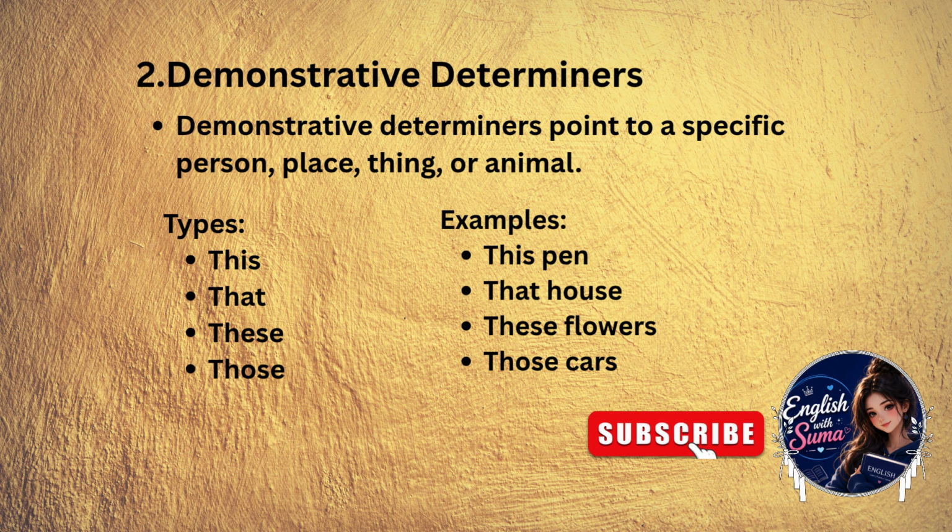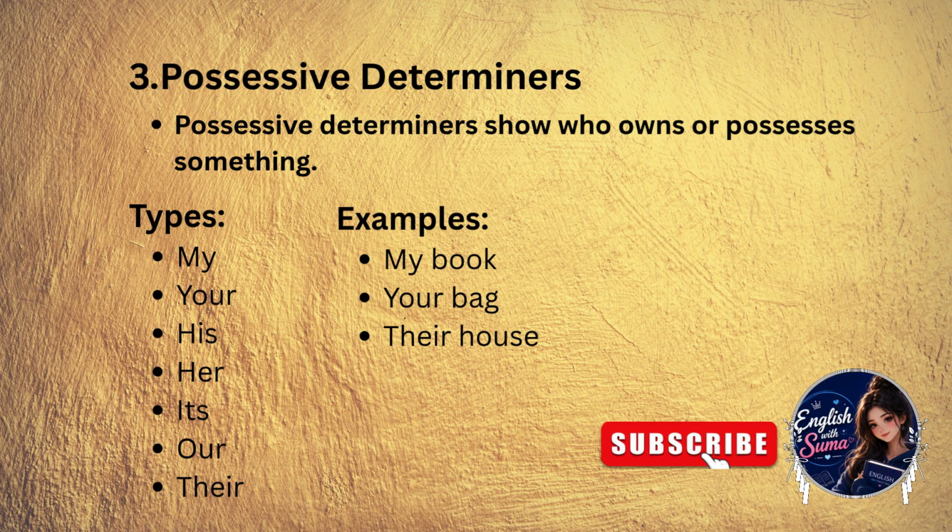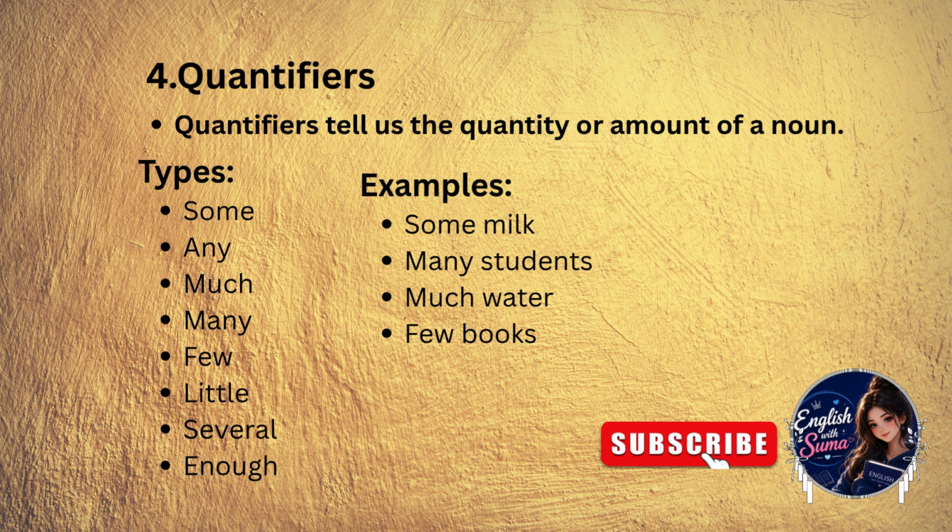Demonstrative determiners point to something. We use this and these for things that are near, and that and those for things that are far away. Possessive determiners show ownership. They tell us who something belongs to. Quantifiers tell us how much or how many. We use them with countable and uncountable nouns.